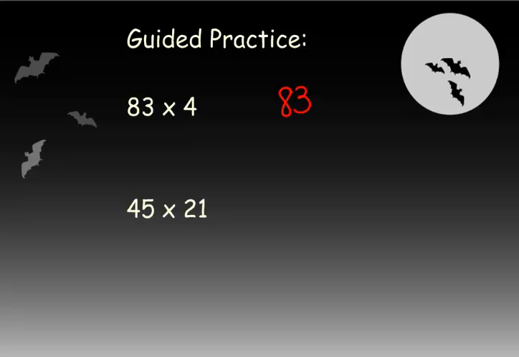All right, let's start with the first one. 83 times 4. We multiply 3 times 4, which is 12. 8 times 4 is 32, plus 1 is 33. So 332. The next one is 45 times 21.